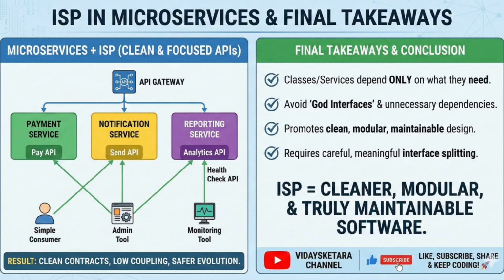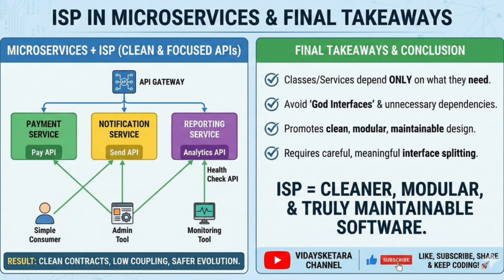Interface segregation principle in microservice architecture. Now let's understand how the interface segregation principle fits into microservice architecture and why it is very important in modern cloud-based systems. In microservices, each service is designed to handle a specific responsibility. For example, payment service, notification service, reporting service, user service, and so on. According to ISP, each service should expose small, focused, purpose-driven APIs, not one giant API that forces clients to depend on unnecessary operations. Clients should only consume what they actually need.